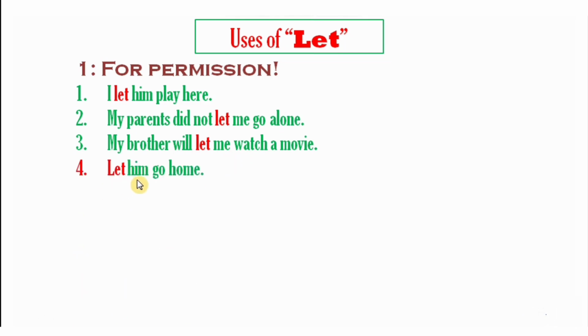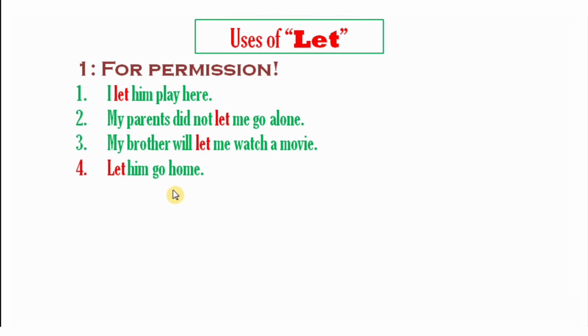Next is let him go home. This is an imperative sentence because let as a verb has been used at the beginning of the sentence. But let is giving here too the meaning of permission. Let him go home means allow him to go home.